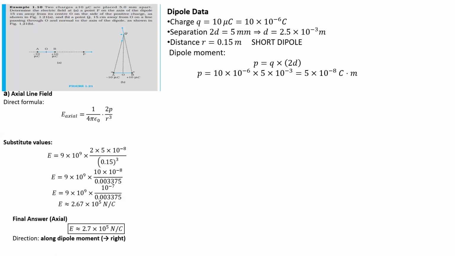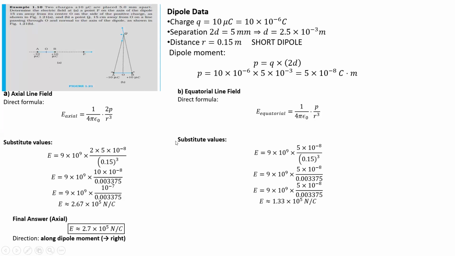In which direction? Along the axial line, the net electric field is in the direction of the dipole moment. Dipole moment is from A to B, negative to positive. So it is acting towards the right. Okay, now we'll come to the equatorial line.